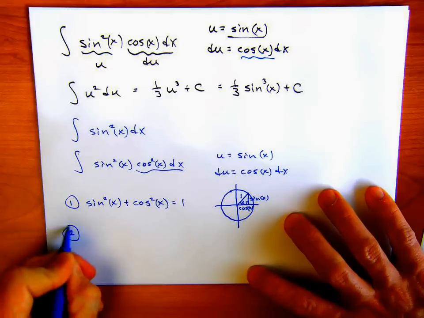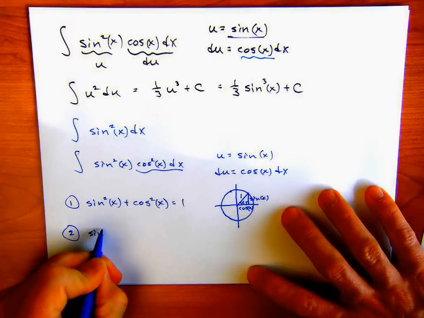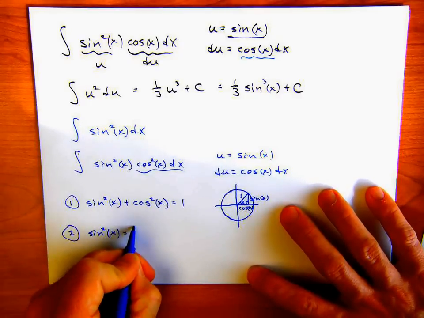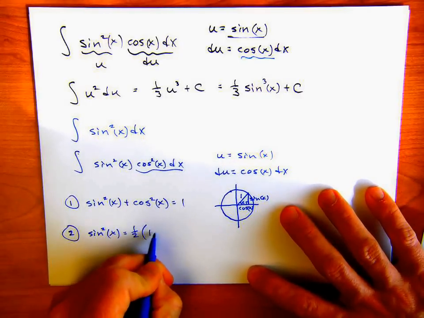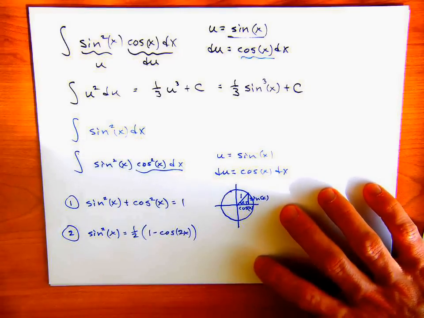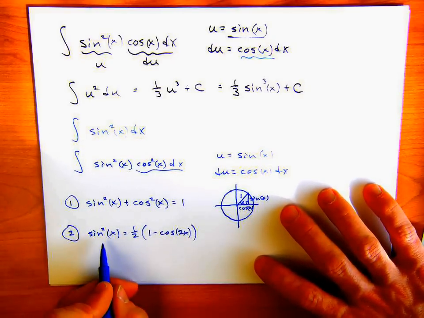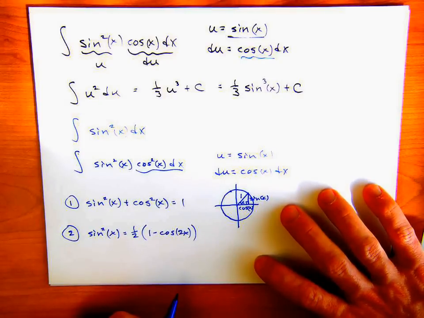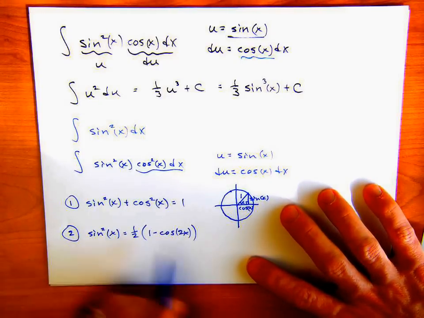Another one is that sine squared of x equals 1/2 times 1 minus cosine of 2x. So I'm not going to derive that one. If you're in Calc 2, you've seen this in a pre-calc or a trig class at some point. So that's just a reminder.